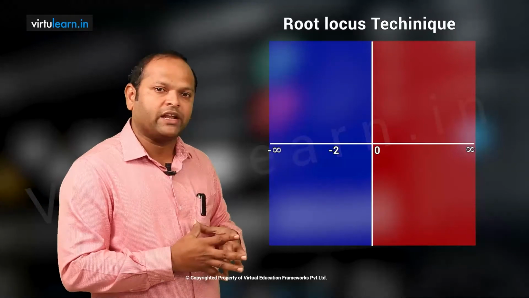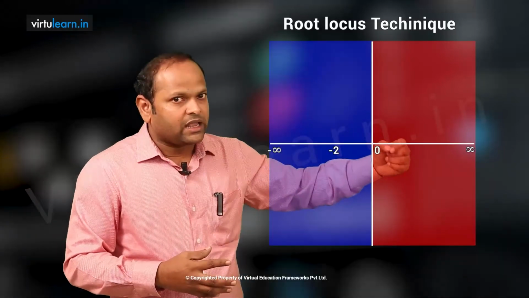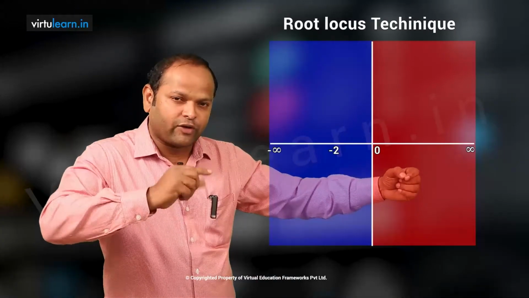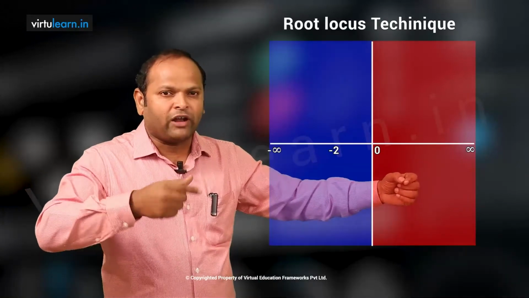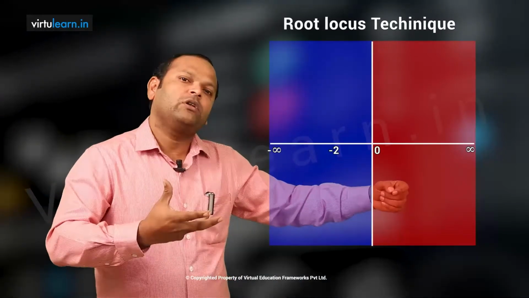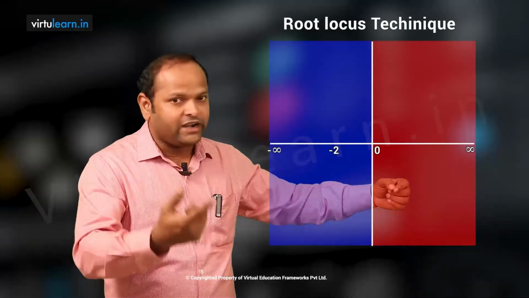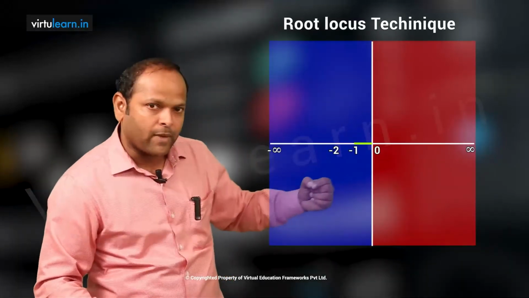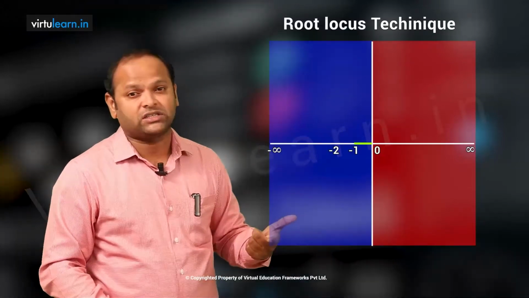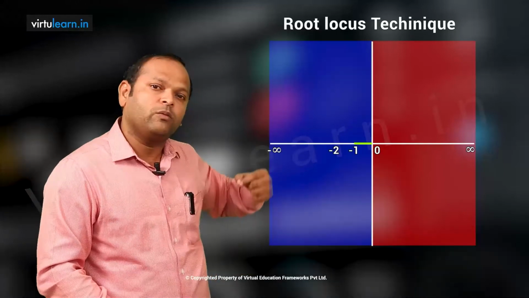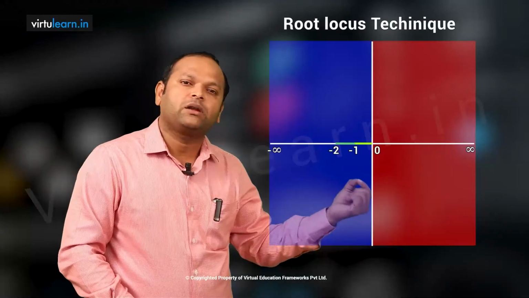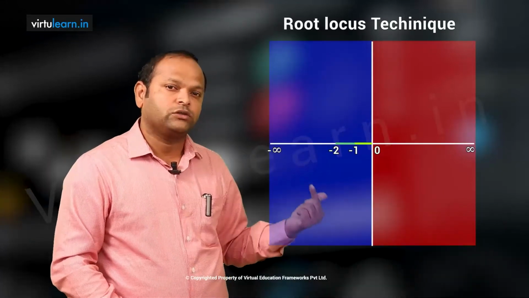You have minus 1, which means, earlier when k is 0, one pole is at the origin. As you increase the k value from 0 to infinity, one way to understand it is that we are giving energy to the pole. Then the pole will try to move, and it moves from 0 to minus 1. Similarly, the other pole is also moving, since energy is given to the system in terms of k. So that pole moves from minus 2 to minus 1. Therefore, both poles are at minus 1 when k is equal to 1.